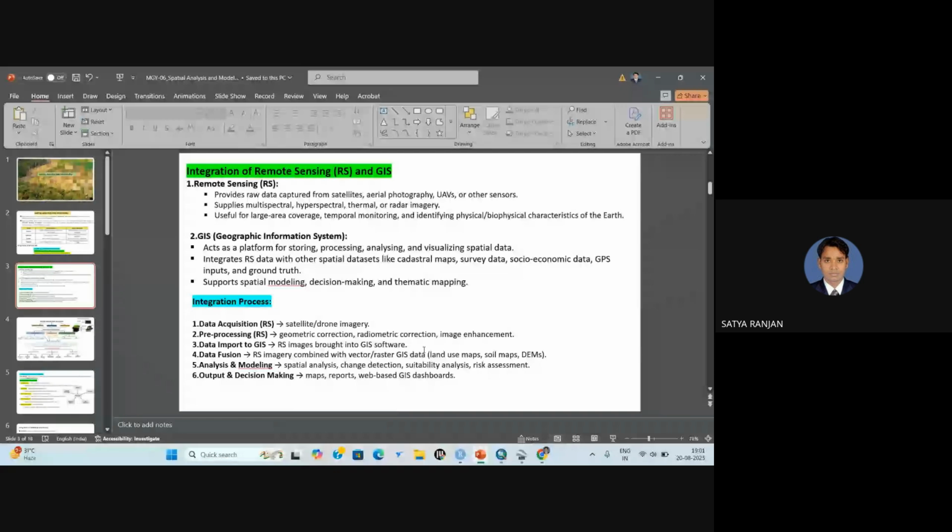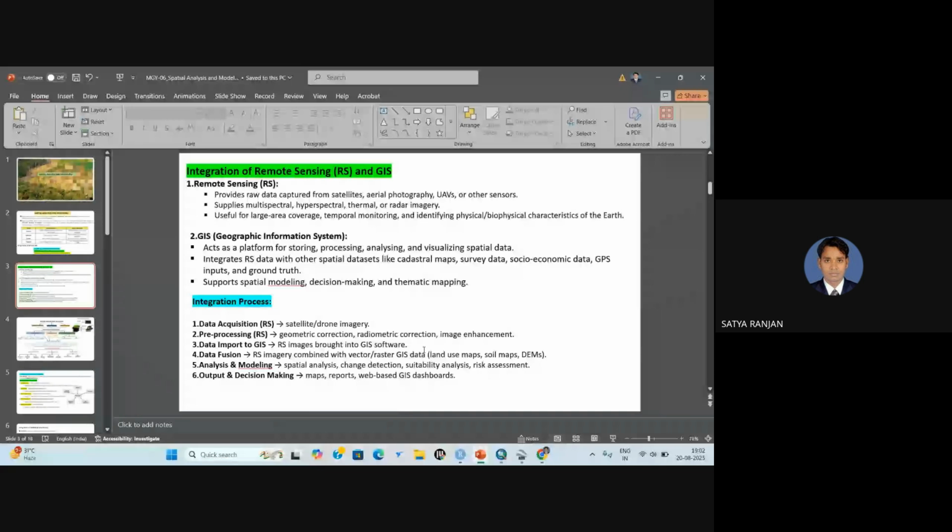Then the geographic information system acts as a platform for storing, processing, analyzing, visualizing all these data. So this is the integration with other spatial databases like cadastral maps, which are used as a revenue map in 1 is to 4,000 scale. Then survey data, socioeconomic data, GPS data, and some ground truthing data. So these are associated with the GIS field, and it supports spatial modeling, decision making, and thematic mapping.